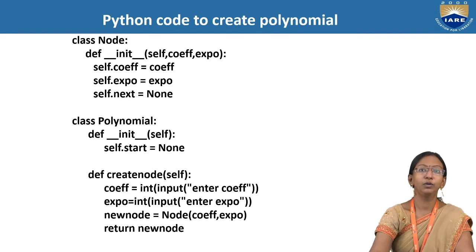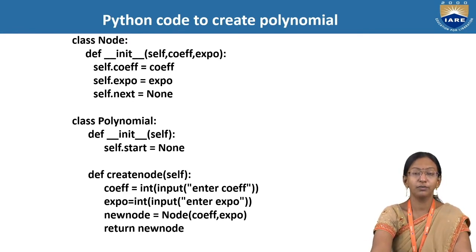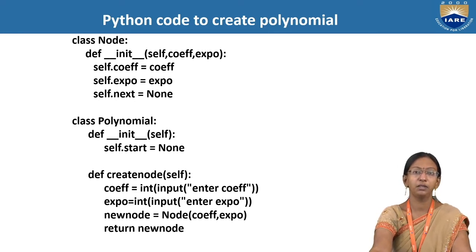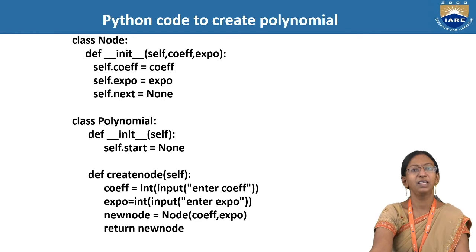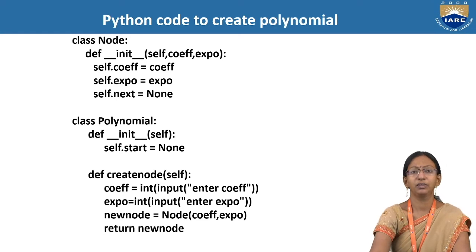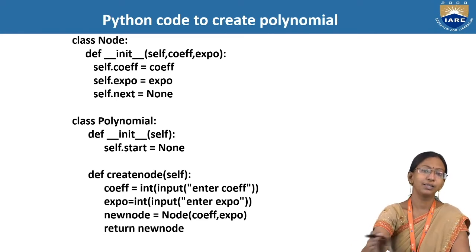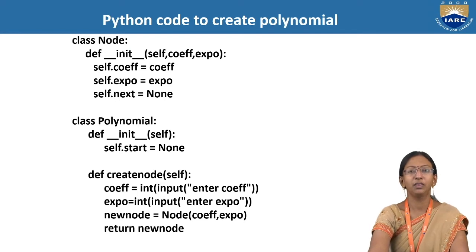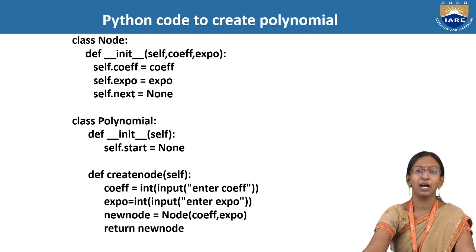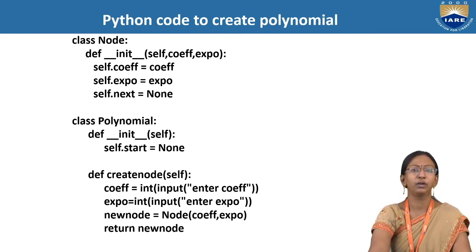So have a look at the class Node. The constructor of the class Node will have three parts, right? The first part will hold the coefficient, the second part will hold the exponent, and the third part will hold none, signifying that the node which you have just created does not have any relation with anyone. You are the one who has to establish a relation, right? So the constructor will be fed with the values of coefficient and exponent. That is the basic class Node to create a node in itself.